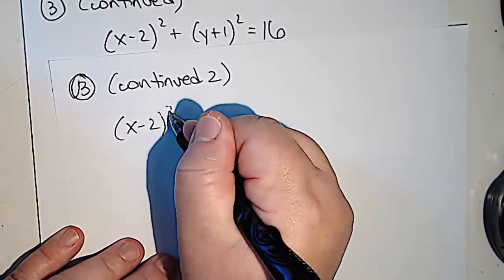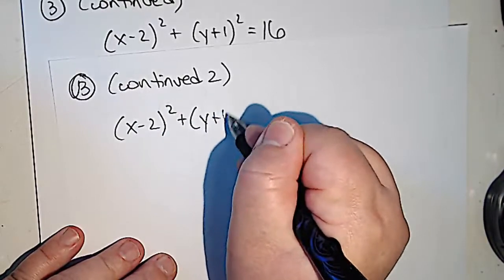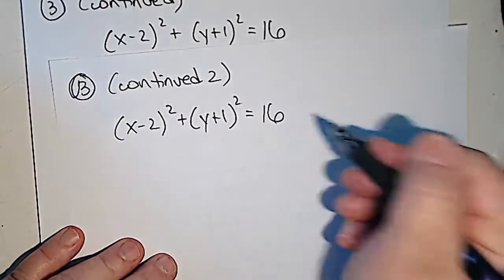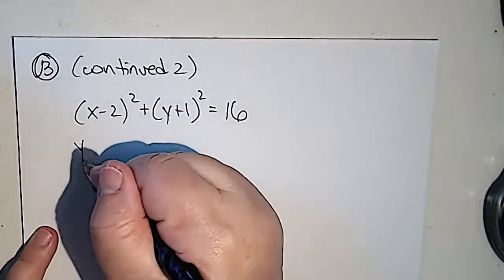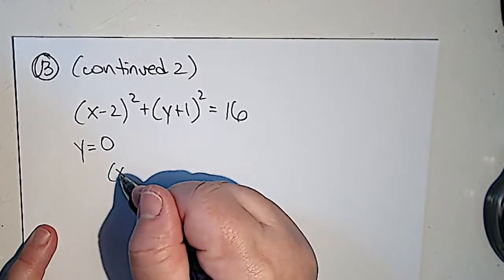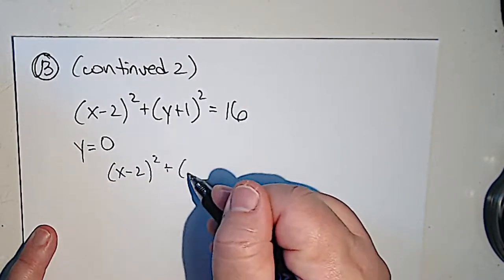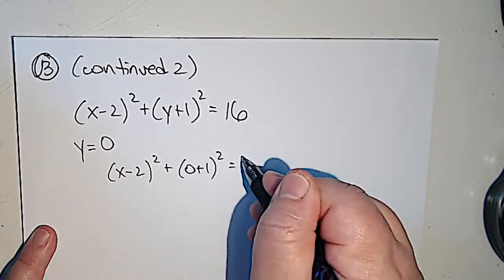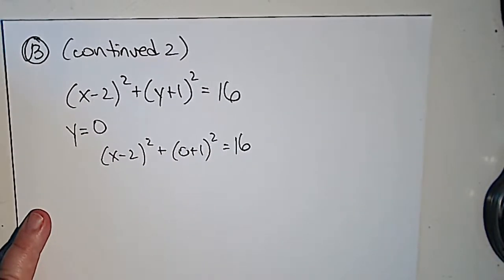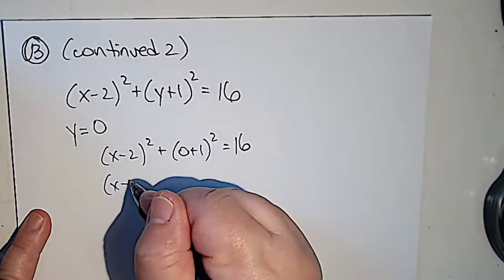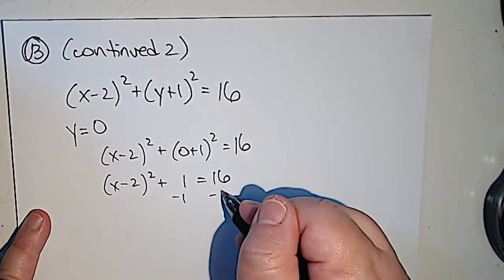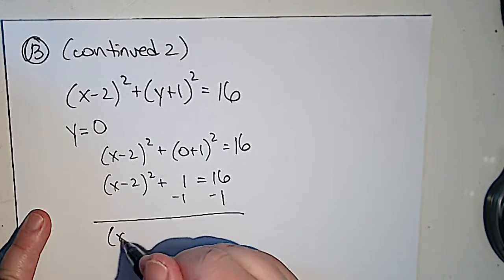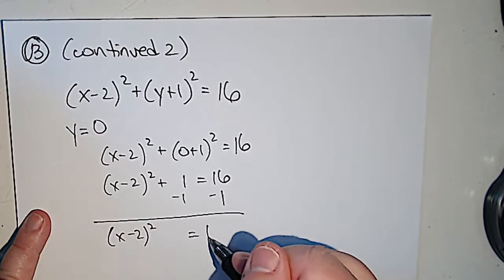(x - 2)² + (y + 1)² = 16. So how tired are we? Well, we just went through a ream of paper tired. So this time I'm going to let y equal 0. So I've got (x - 2)² + (0 + 1)² = 16. So far, so good. (x - 2)² + 1 = 16, minus 1, minus 1. (x - 2)² = 15.